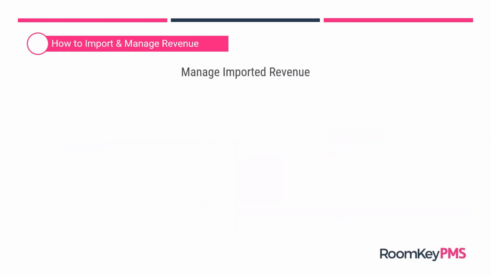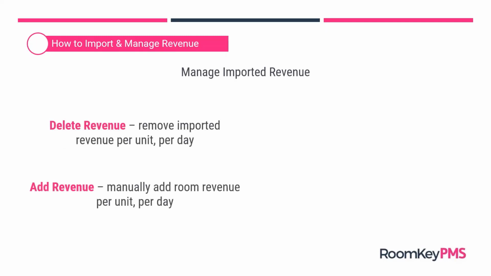Now that we've imported the revenue, the next thing that we can do is actually manage that imported revenue. There's a couple different ways that we can manage revenue. We can either delete revenue or you can add revenue. So when you delete revenue, this is just removing any imported revenue.